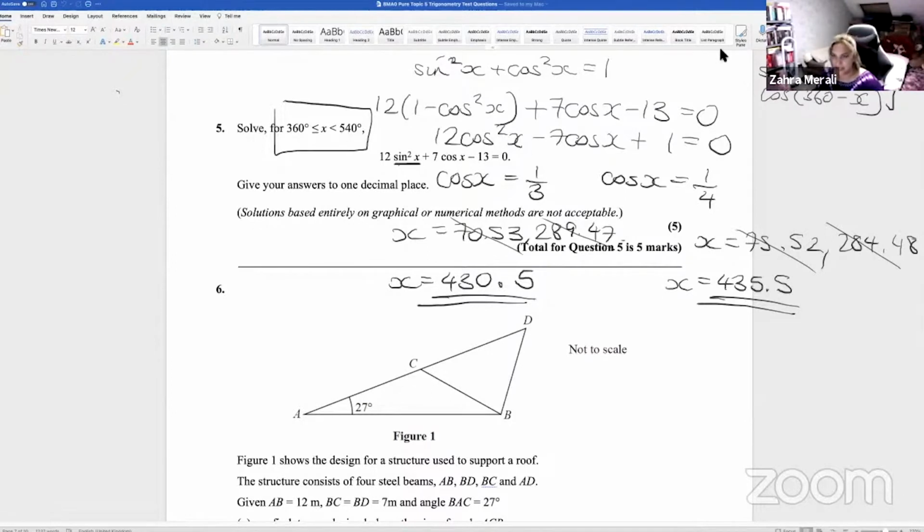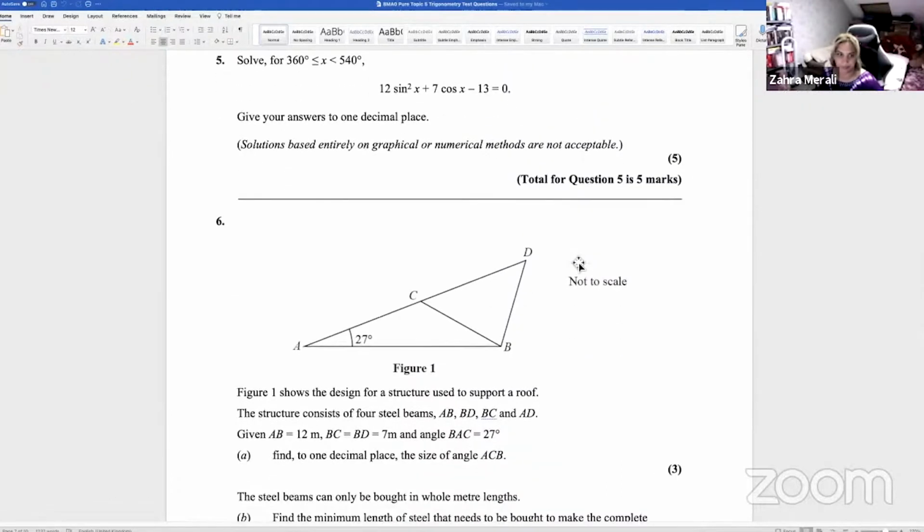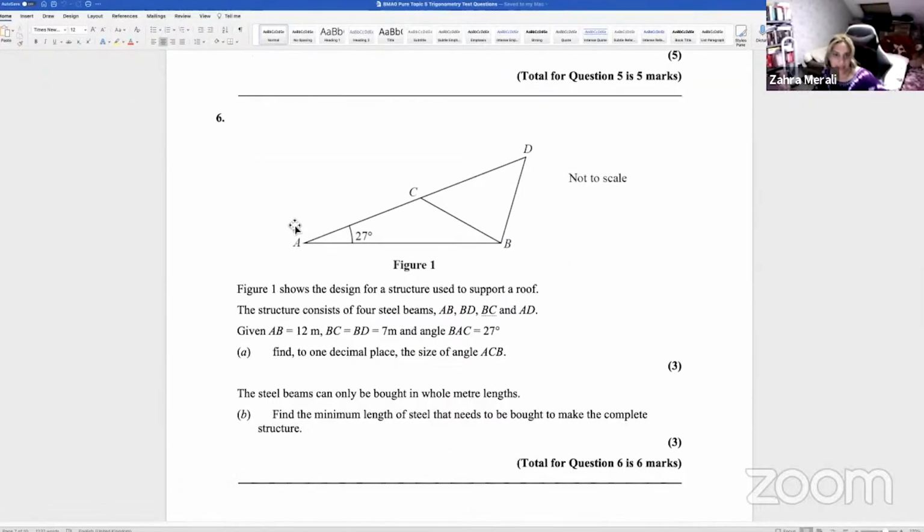Okay, question 6 requires you to think a little bit. Right, so we've got AB is 12. BC and BD are both 7. So we know that this is an isosceles triangle. BAC is 27. Okay, perfect. And we want to find ACB. Right, so we could use the sine rule because we've got opposite sides. So we could say sine C over 12 equals sine 27 over 7.